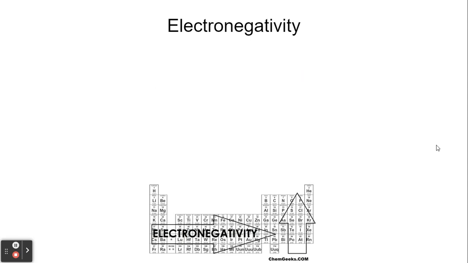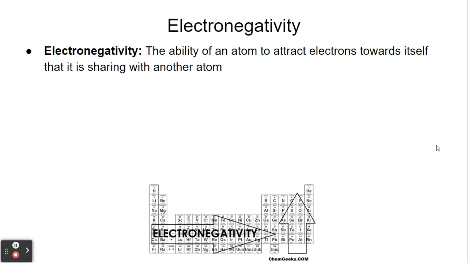All right, the next trend we're going to talk about is electronegativity. The definition of electronegativity is the ability of an atom to attract electrons toward itself that it's sharing with another atom. So specifically, we are in a bond here. And in that bond, sometimes if the electronegativity difference is big, one of the atoms will hold the electrons more than the other atom will. Here we're going to disregard noble gases because they don't share electrons. They don't bond at all, basically.